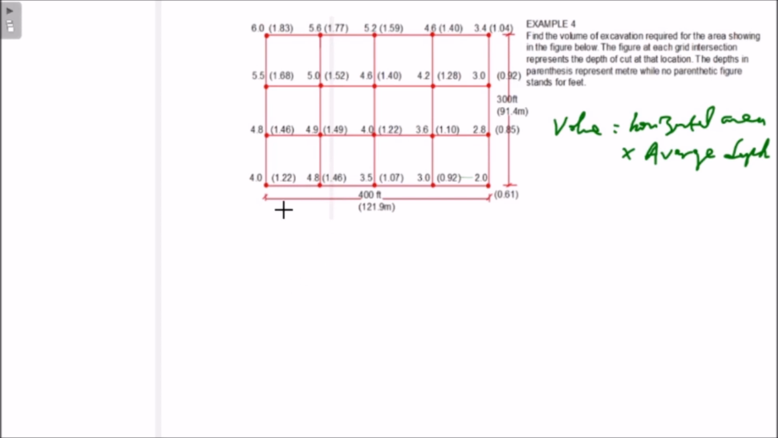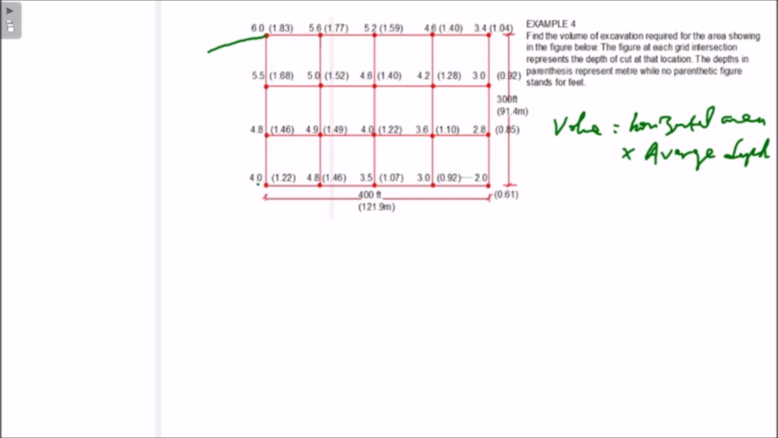So what we're going to do in this case is get the area of the whole shape. We are given an area for the excavation. Find the volume of excavation required for the area shown in the figure. The figure at each grid intersection represents the depth of cut at that location. The depth in parentheses represents meters, while no parenthetic figure stands for feet. So these are depths at the corner points.